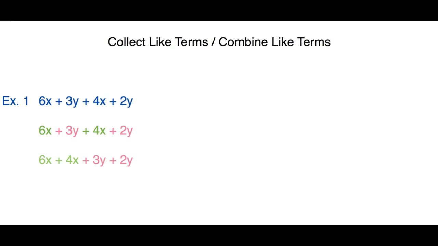Once you've noticed the variables that are in common, you will then add their coefficients together. When you combine 6x plus 4x, you get 10x, and when you combine 3y plus 2y, you get 5y. Therefore, your final answer when collecting like terms should be 10x plus 5y. You cannot do anything else with that problem because there are two different variables, so you leave it as is.